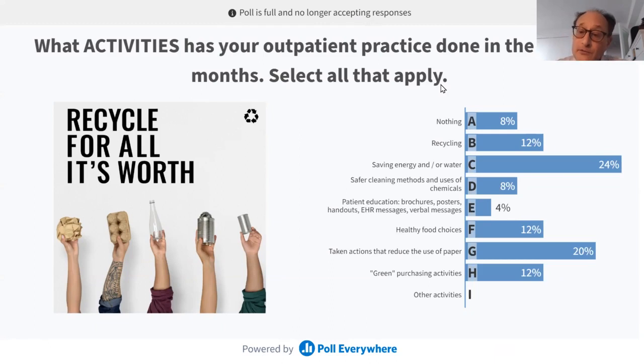Taking actions to reduce the use of paper. Of course, the electronic health record can help with decreasing paper use. It can also make it worse. Green purchasing, 12%. So that's terrific.